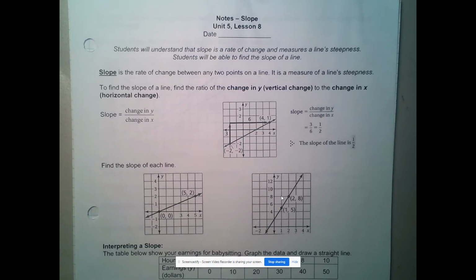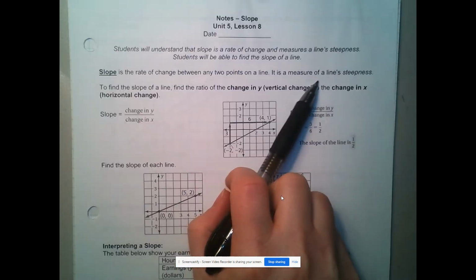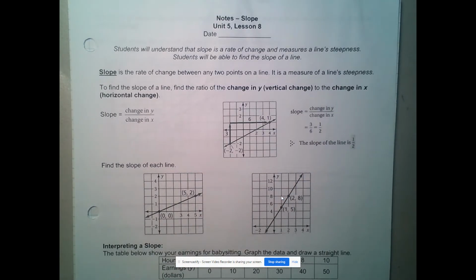So slope is the rate of change between any 2 points on a line. It is a measure of a line's steepness. So really steep lines have a big slope. Lines that are not very steep have a small slope.